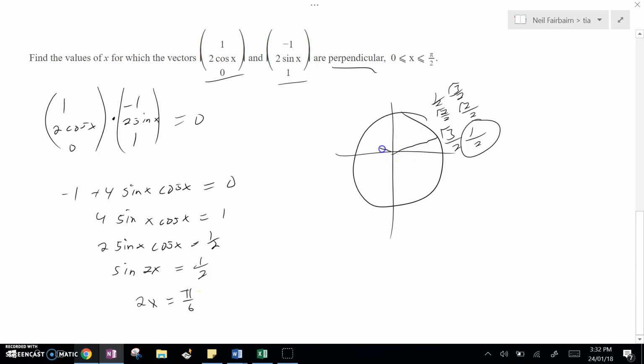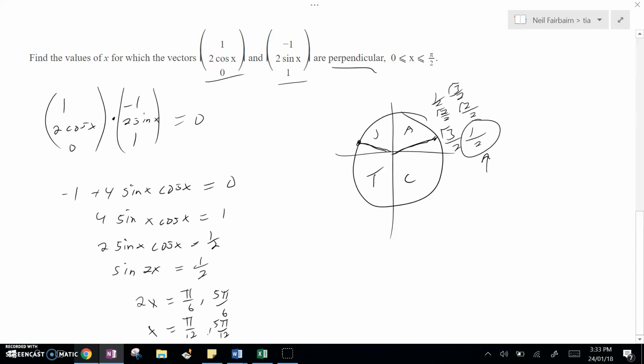But you have to remember, as far as the y value for sine, there's going to be two values here. So using CAST, so all is positive and sine is positive. So we got two answers there. So the answer also is 5 pi over 6. And then finishing this off, it becomes x equals pi over 12 and 5 pi over 12.